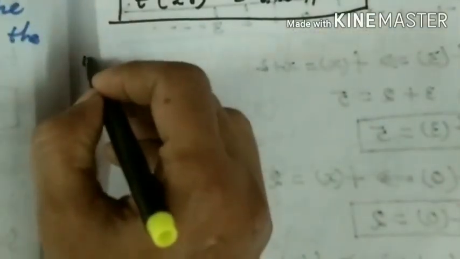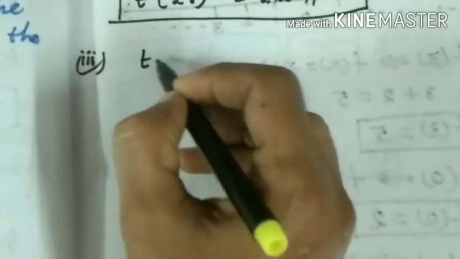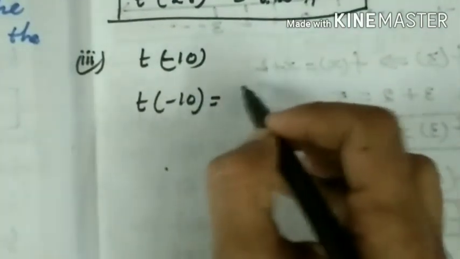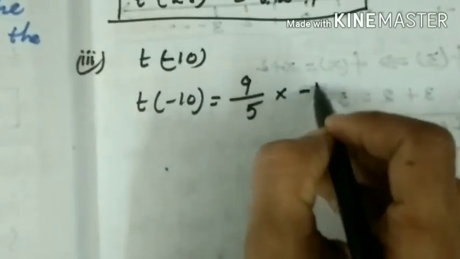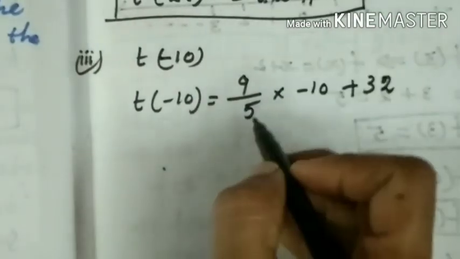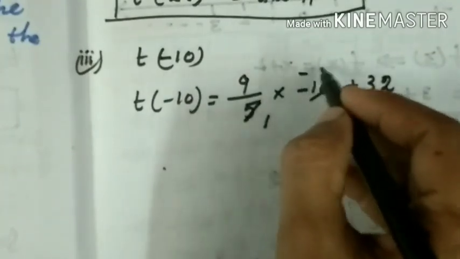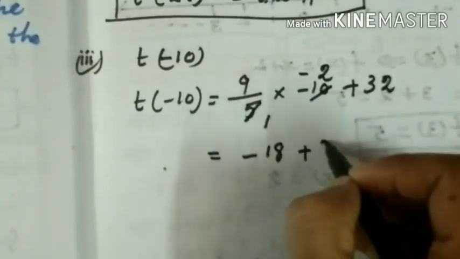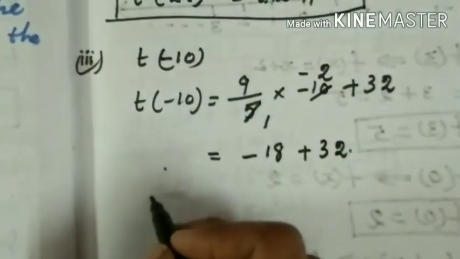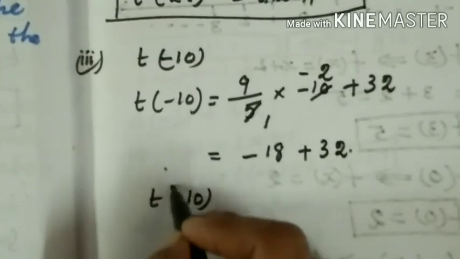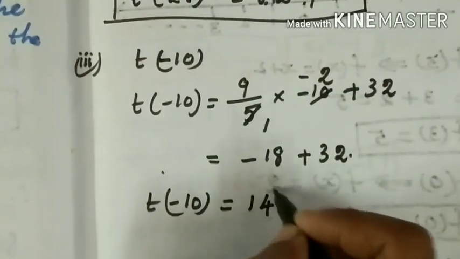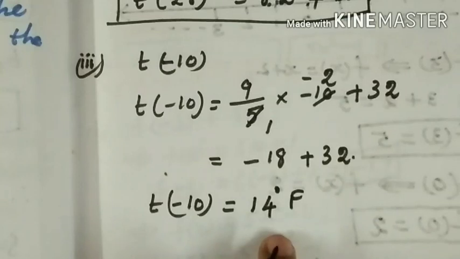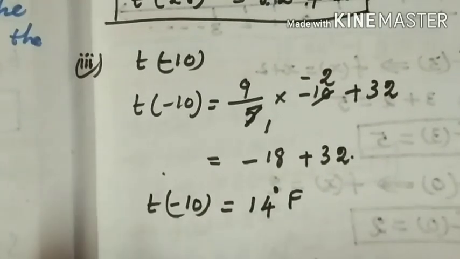Now, come to the third subdivision, t of minus 10. That is, t of minus 10 equal to 9 by 5 into minus 10 plus 32. Cancel, we get 1 5s are 5, minus 2 5s are 10. That is minus 18 plus 32. Then the value of t of minus 10 equal to 14 degree Fahrenheit.